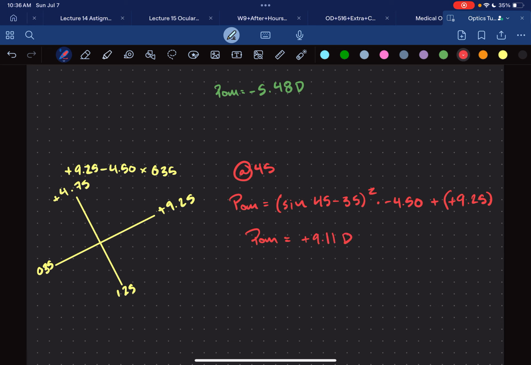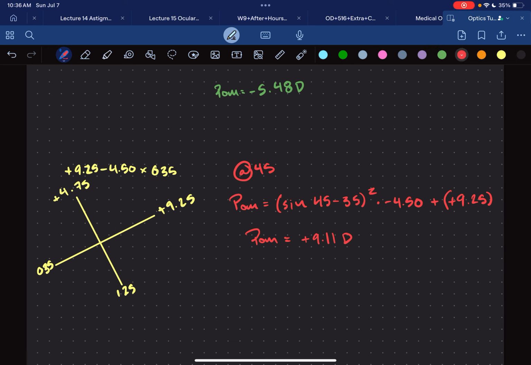So again, just think it through. Okay, does that make sense that if it were right here, it's at 9.11 compared to 9.25? Yeah, it does, because we're slowly approaching that lower power of plus 4.75.